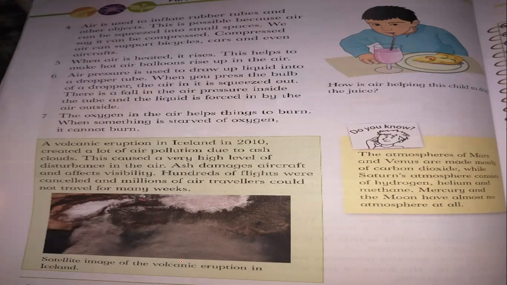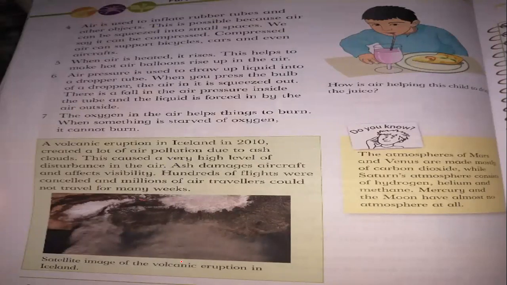Air is used to inflate rubber tubes and other objects. This is possible because air can be squeezed into small spaces. We say it can be compressed. Compressed air can support bicycles, cars, and even aircraft. When air is heated, it rises. This helps to make a hot air balloon rise up in the air.